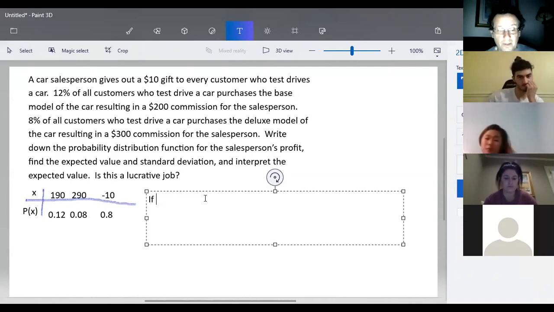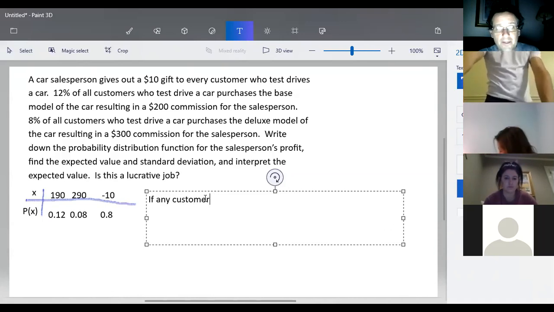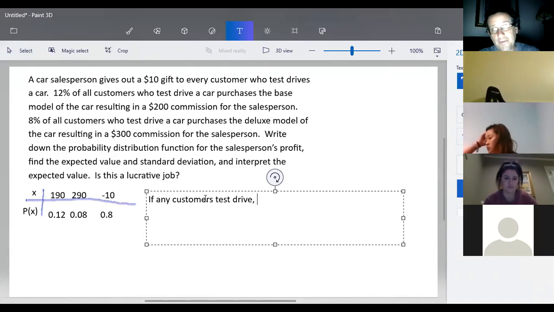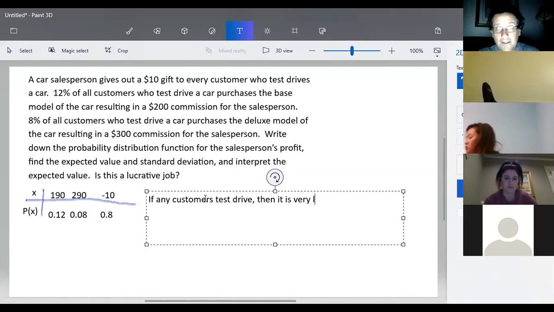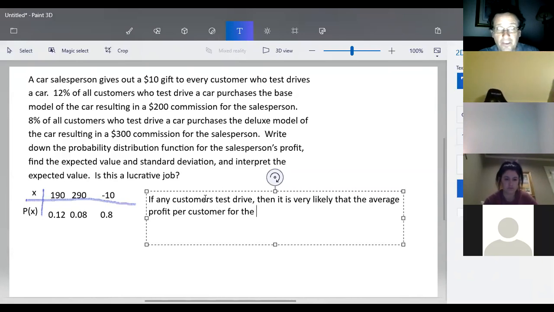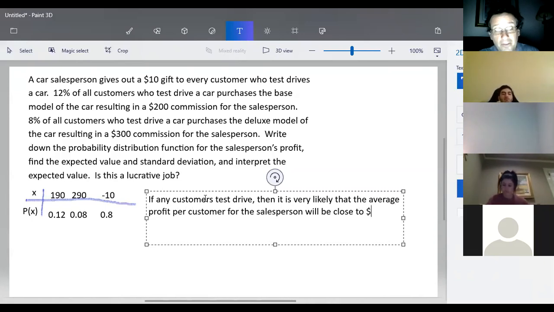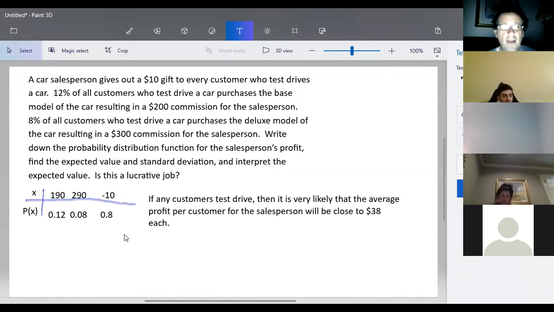Does that make sense? So if many customers test drive, then it is very likely that the average profit, because that's what we're looking at, right, per customer for the salesperson will be close to $38 each. Any questions on that?